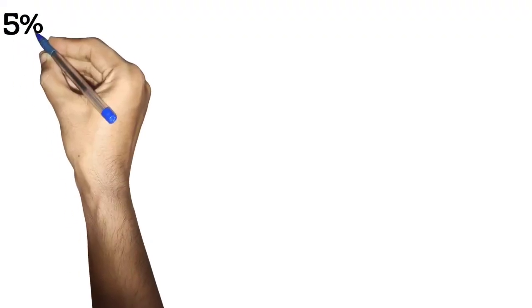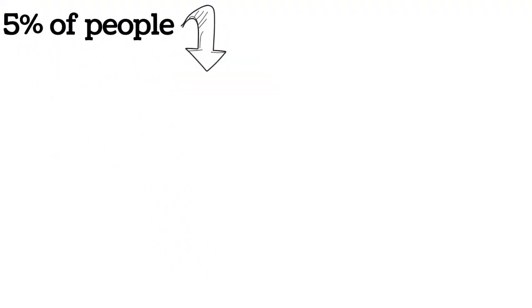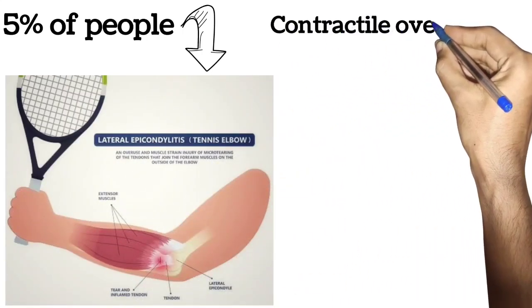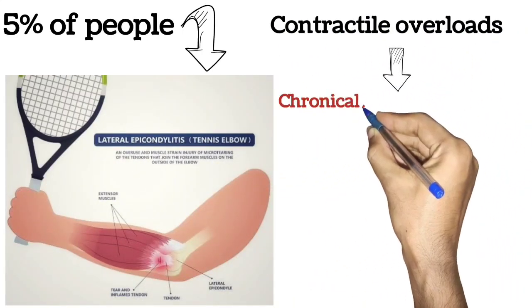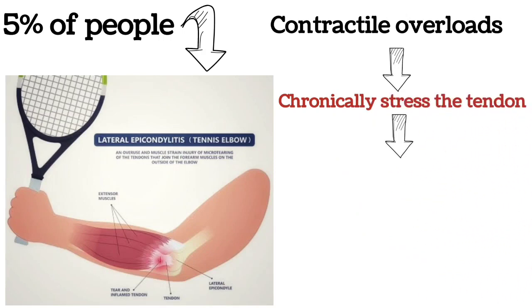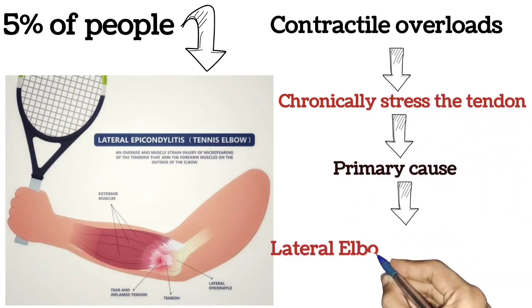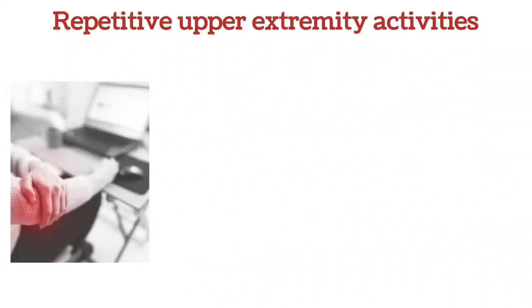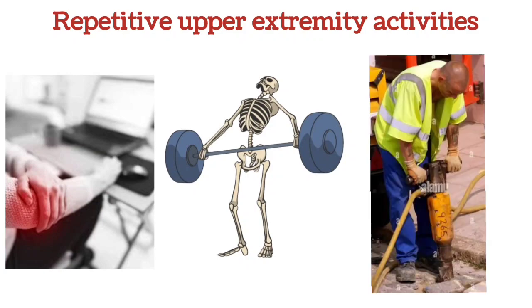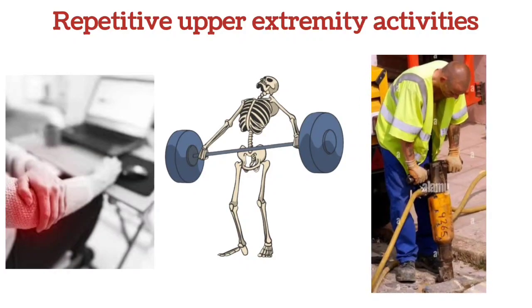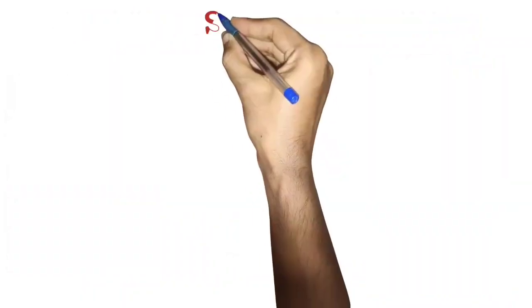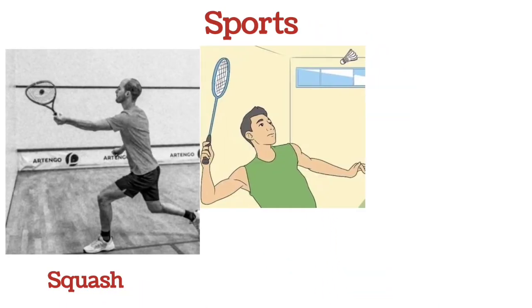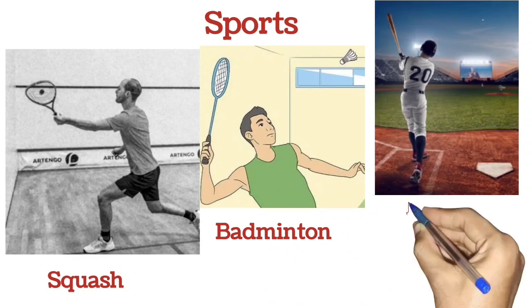It should be remembered that only 5% of people suffering from tennis elbow relate the injury to tennis. Contractile overloads that chronically stress the tendon near the attachment on the humerus are the primary cause of lateral elbow tendinopathy. It occurs often in repetitive upper extremity activities such as computer use, heavy lifting, forceful forearm pronation and supination, and repetitive vibration. Despite the name, you will also commonly see this chronic condition in other sports such as squash, badminton, baseball, swimming and field throwing events.